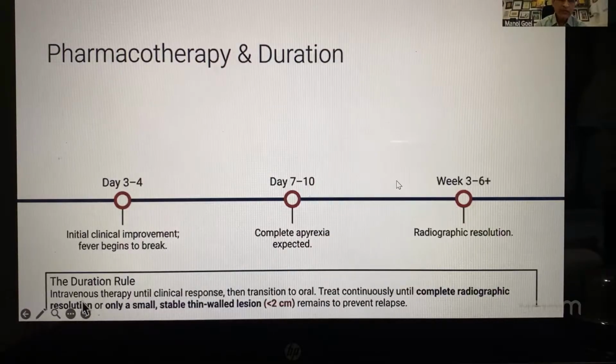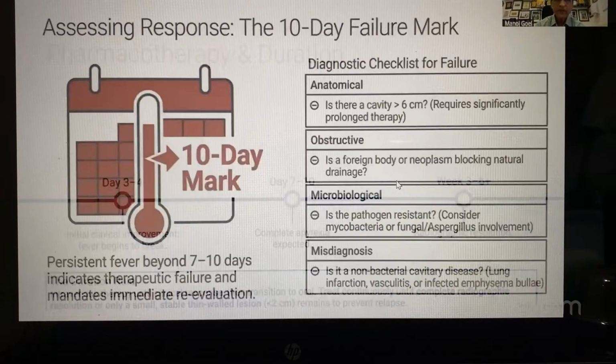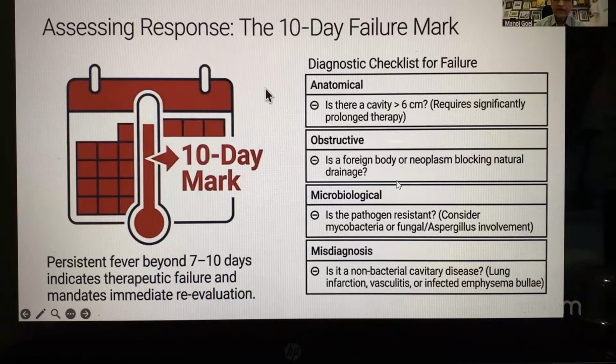So the rule would be that we start off with intravenous therapy until the clinical response occurs, and usually it takes about 2 weeks, and then we transition to the oral therapy and treat the patient continuously until there is a complete radiological resolution or a small stable thin-wall lesion, maybe less than 2 centimeters, to prevent any sort of relapse. We assess the patient at 10 days.